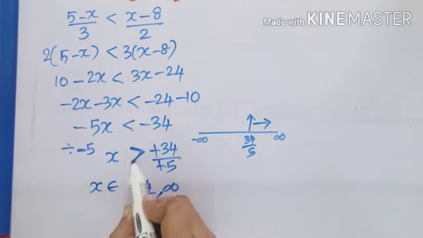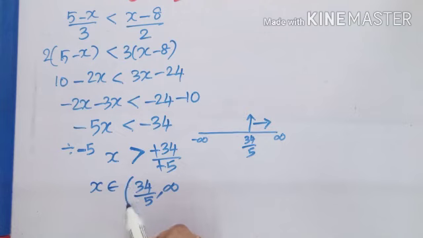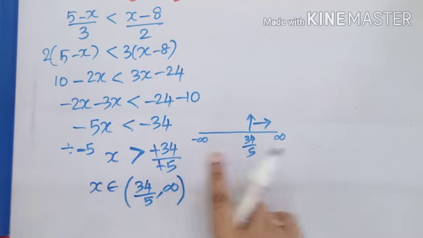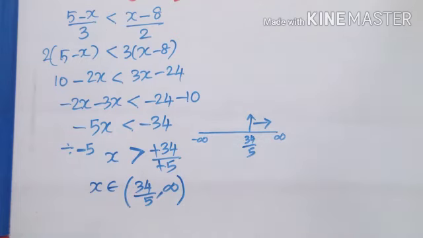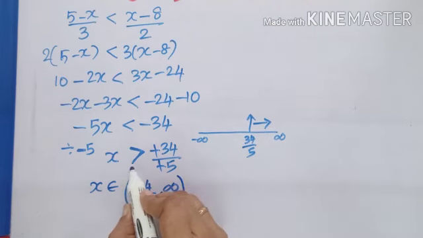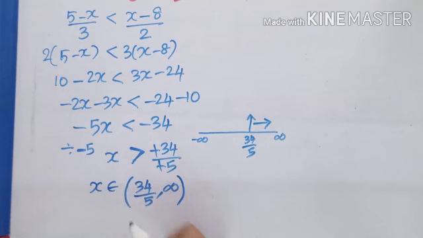Here the symbol is greater. Put only open bracket. At infinity always put open bracket. Minus infinity or plus infinity are undefined numbers. So whenever infinity or minus infinity comes, put only round bracket. For 34 by 5 it is only greater, so I put round bracket.